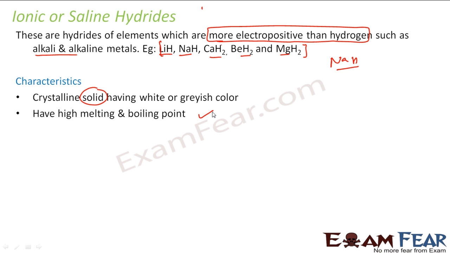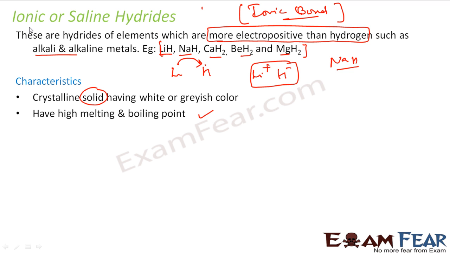They have very high melting and boiling points because they are ionic. If you write the structure of lithium hydride, lithium has one electron to give, hydrogen needs one, so lithium transfers the electron and it becomes Li+ H-. So it's all ionic bond. There is no covalent bond. That's why they are called ionic hydrides. And the moment you dissolve in water, these ions break into Li+ and H- ions.